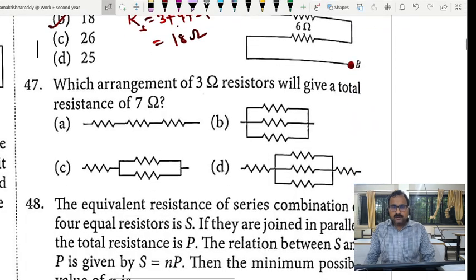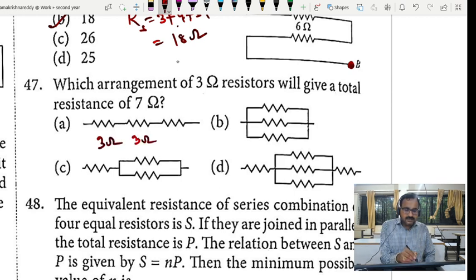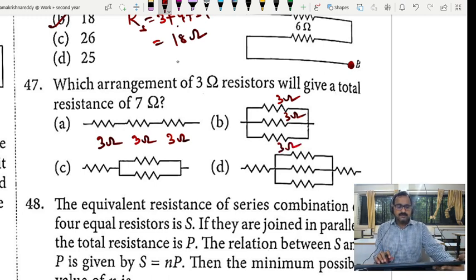Which arrangement of 3 ohm resistors will give a total resistance? That is what they are asking in that one. So remember that. The question they are asking: which arrangement of 3 resistors will give a total resistance of 7 ohm. So see that one, just write the 3 ohms, then you can understand very clearly. In series we get the maximum value, that is 9 ohm, but in the parallel combination the least value. So it is not possible. Here 3 ohm and this is 3 ohm, that is also not possible.